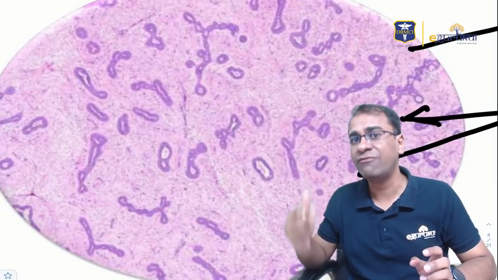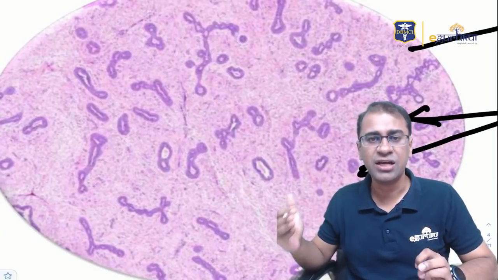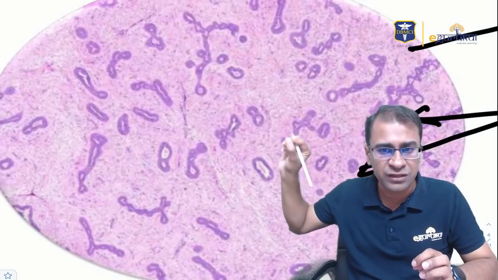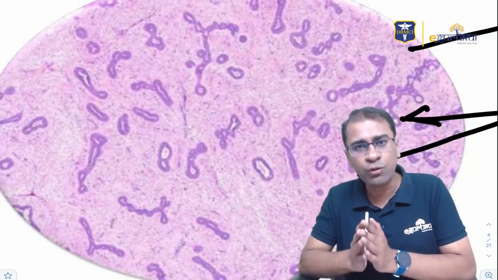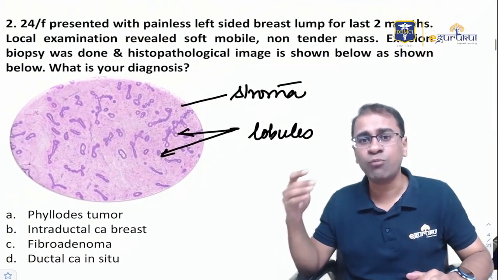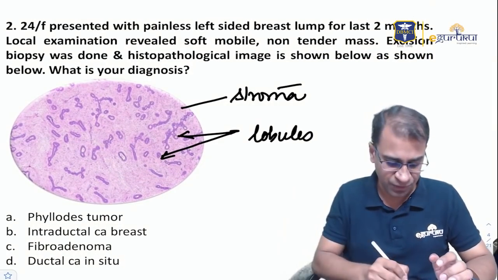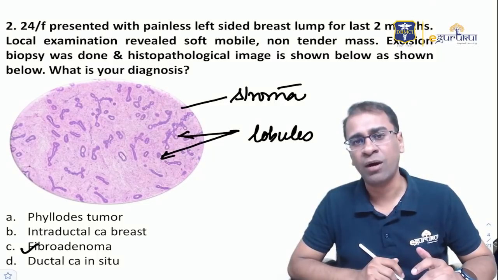Now, why is it not invasive carcinoma of the breast? Because there's no infiltration of these tumor cells in the stroma, and hence it is not invasive carcinoma either. So you can quickly rule that out. So looking at the history, a firm, mobile, non-tender mass should be nothing but a case of fibroadenoma of the breast.